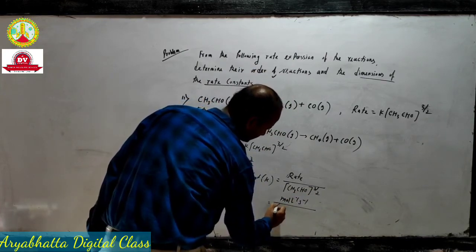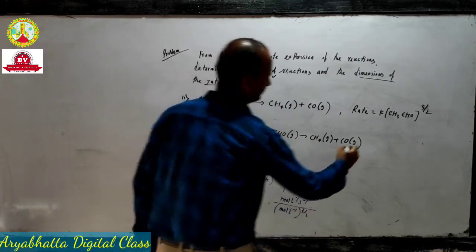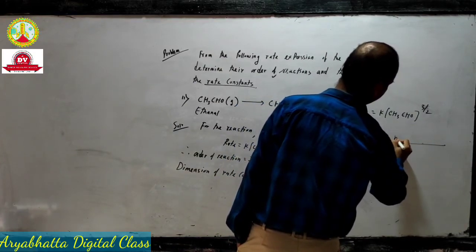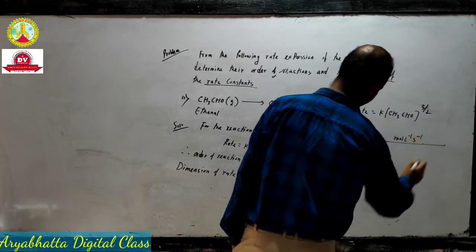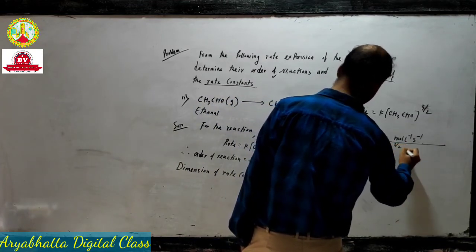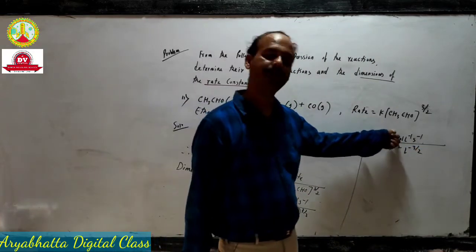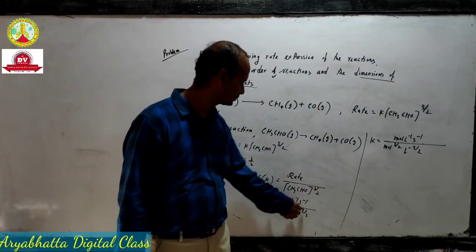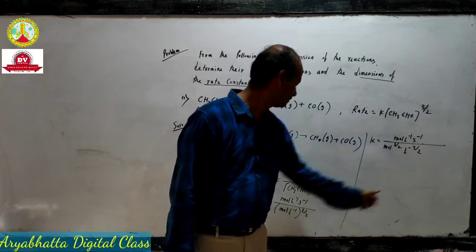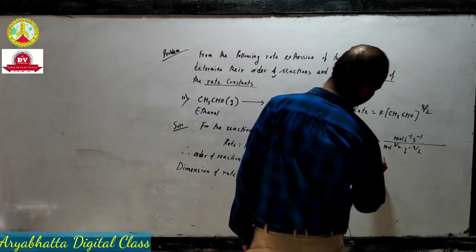नाउ दिस इज द कंसंट्रेशन टर्म. मोल लीटर इनवर्स टू द पावर 3/2. उसके बाद सॉल्व करना. देखो, k इक्वल टू मोल लीटर इनवर्स सेकंड इनवर्स, divided by मोल टू द पावर 3/2 और लीटर माइनस 3/2 टू द पावर 3/2. क्लियर? एक माइनस भी है यहाँ पर, देख लेना तुम लोग. हाँ, उसको सॉल्व करो.